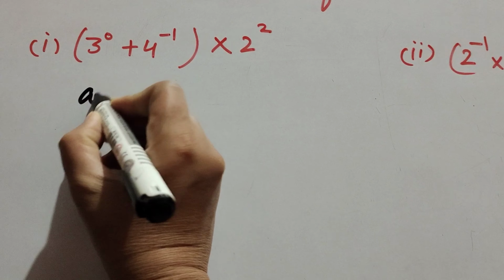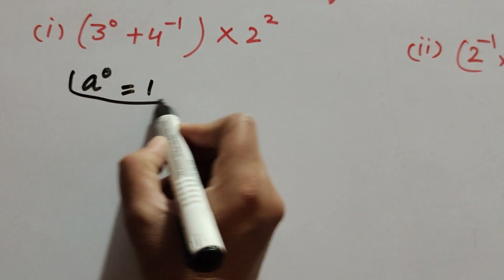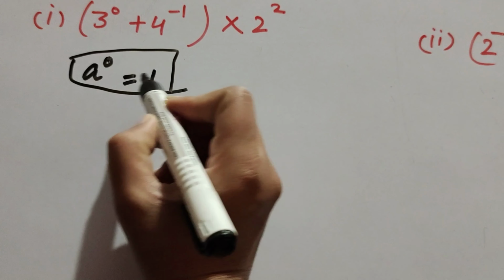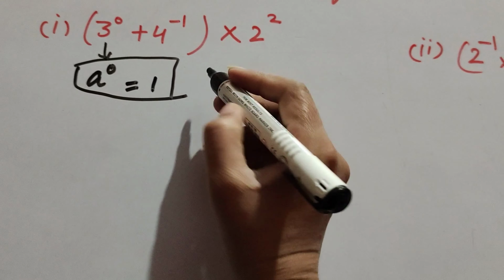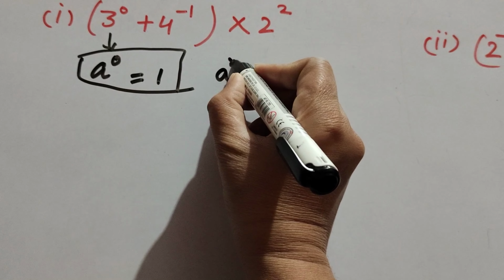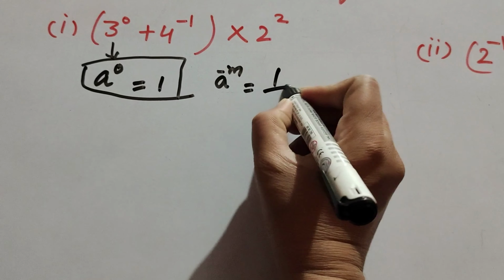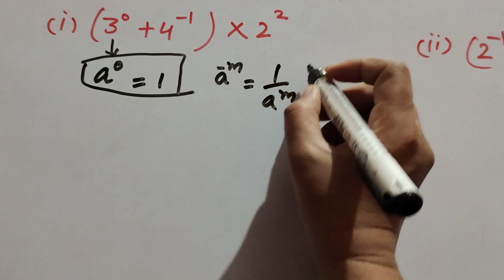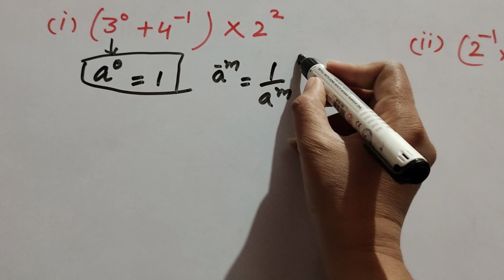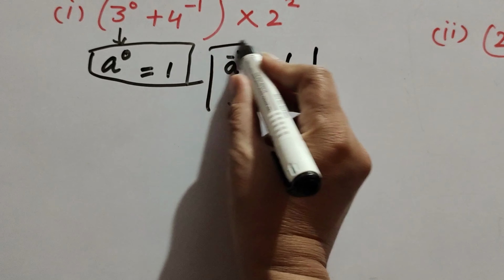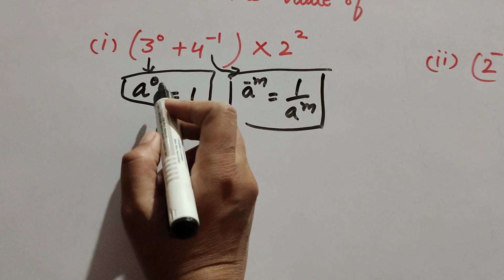First we simplify the bracket. 3 raised to power 0, we know the rule, a raised to power 0 is equal to 1. So we use this rule to simplify 3 raised to power 0. 4 raised to power minus 1, in this we discuss the rule a raised to power minus m equal to 1 over a raised to power m. So when we take the reciprocal of the given exponential form, then its power becomes positive. So we use this rule to simplify 4 raised to power minus 1.